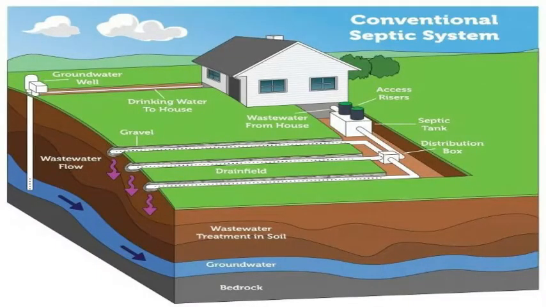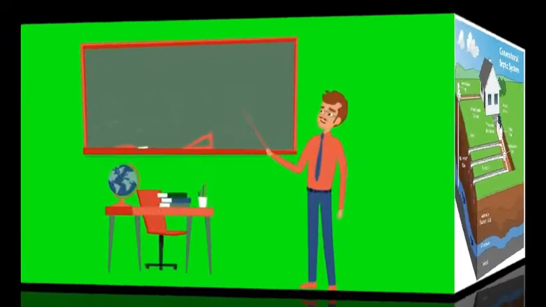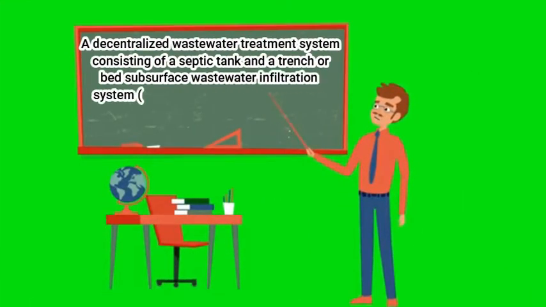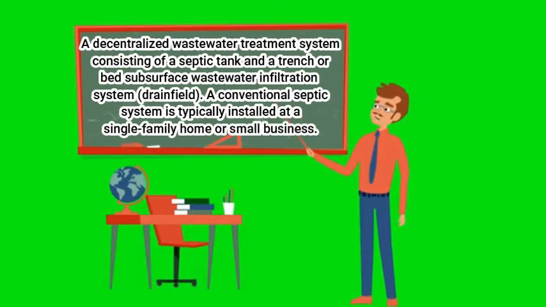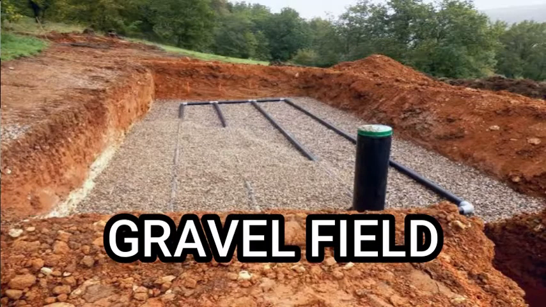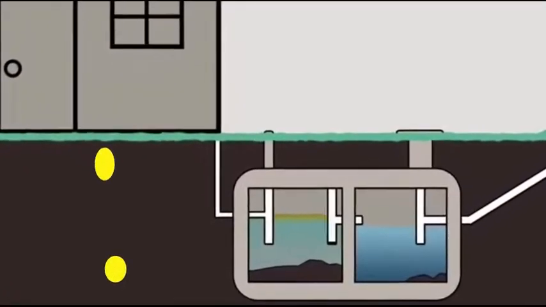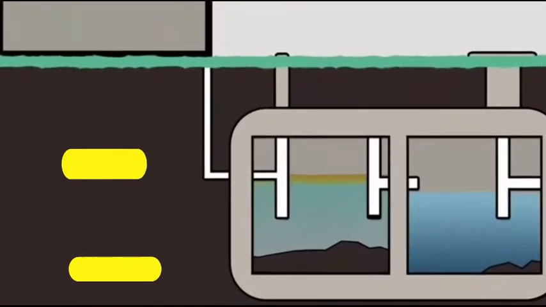Second is the conventional septic system. It is a decentralized wastewater treatment system consisting of a septic tank and a trench or bed subsurface wastewater infiltration system, or what we call the drain field. It is typically installed at a single-family home or small business. The gravel or stone drain field is a design that has existed for decades.